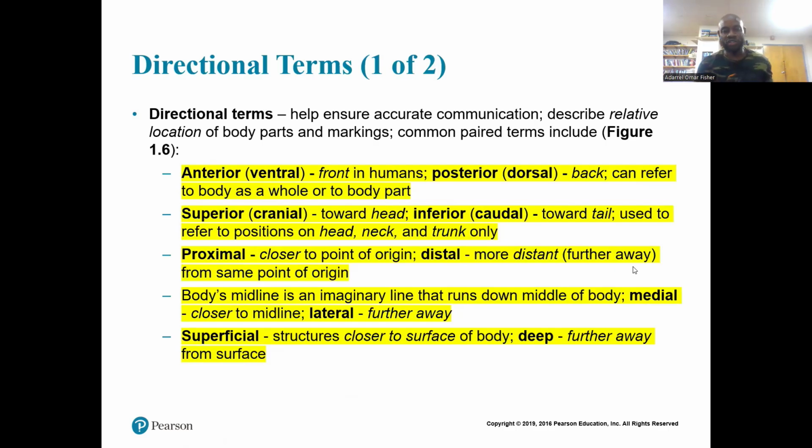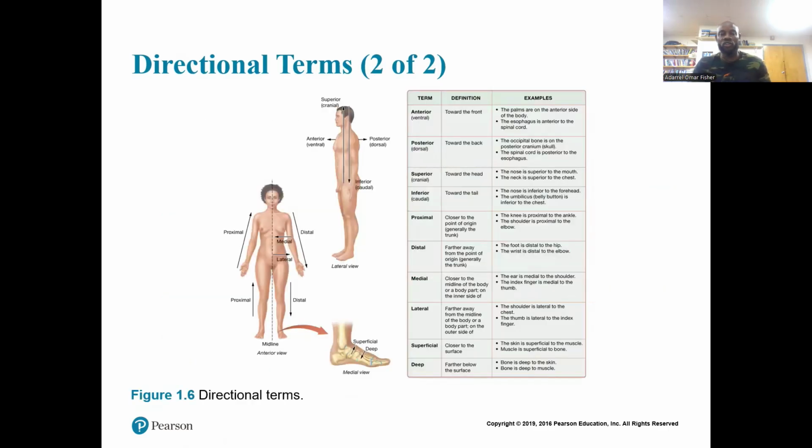We also use an imaginary midline. So imaginary midline down the middle of the body. And we say medial is towards that midline. Lateral is away from that midline. Superficial is a term we also use, very similar to how we use it as a layman term. But superficial means towards the surface, and then deep means further away from that surface. And you can look at this chart here and see some of those directional terms.